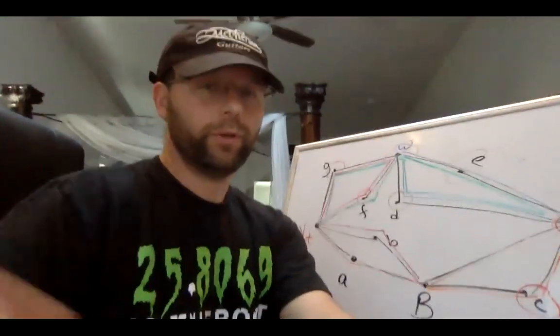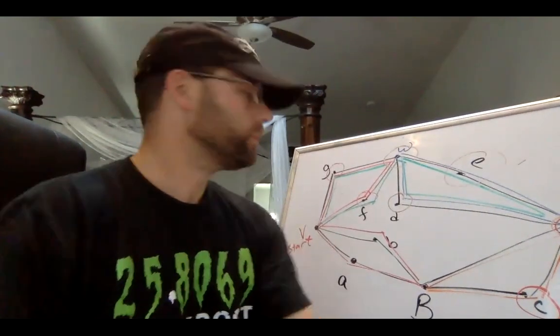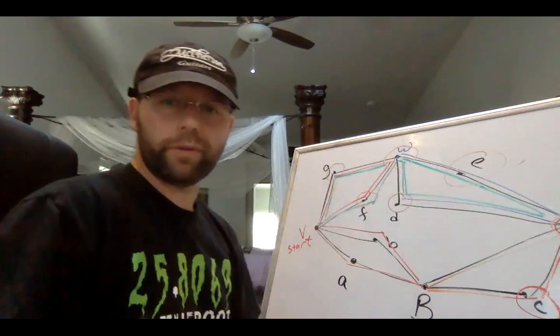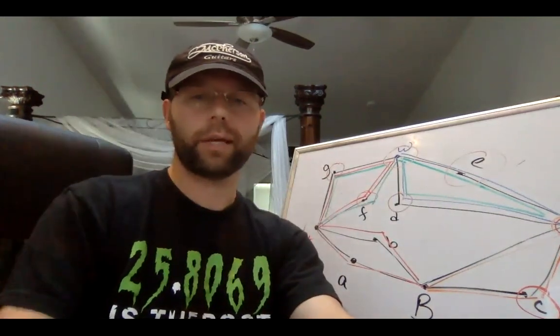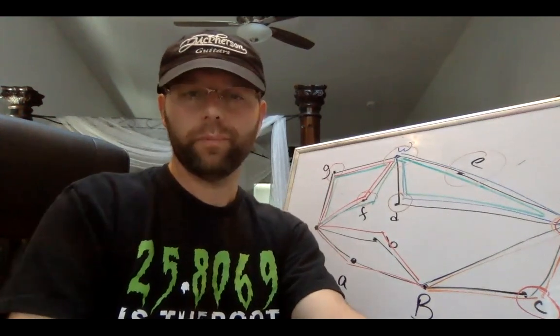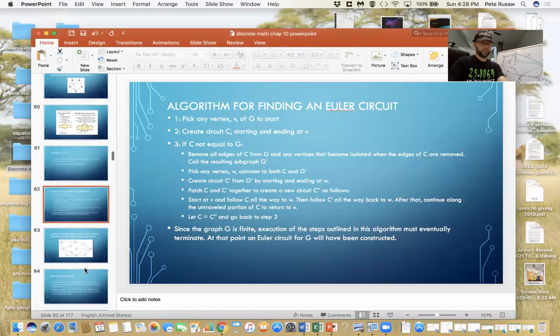And you will know because, again, the theorem says that if all the vertices are of even degree, then you do have an Euler circuit, as long as the graph is connected. So that's really cool and helpful. Let's go back to the PowerPoint.